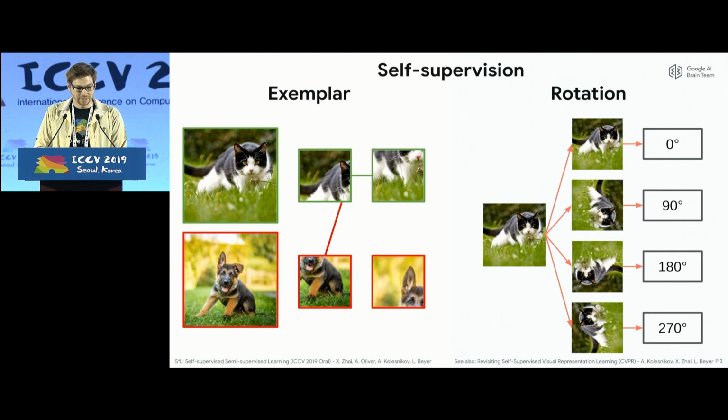The first is exemplar, where we cut patches out of an image, heavily augment them, and then ask the network to learn a representation that is more similar for patches from the same image than for patches from another image. For example, you can do this with a triplet loss. The second self-supervision technique is rotation, where you apply a rotation, a multiple of 90 degrees, to the image, and then ask a network to recover which rotation was applied as a four-way classification. Both of these have been shown recently to learn pretty good features.